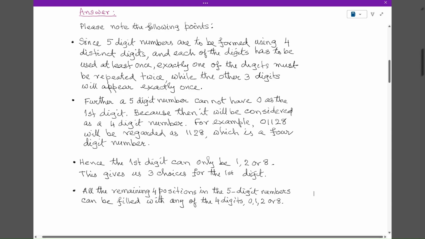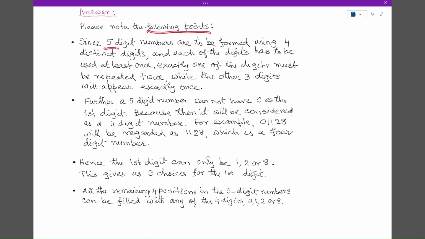Please note the following points. Since 5-digit numbers are to be formed using 4 distinct digits and each of these digits has to be used at least once, exactly one of the digits must be repeated twice, while the other 3 digits will appear exactly once.